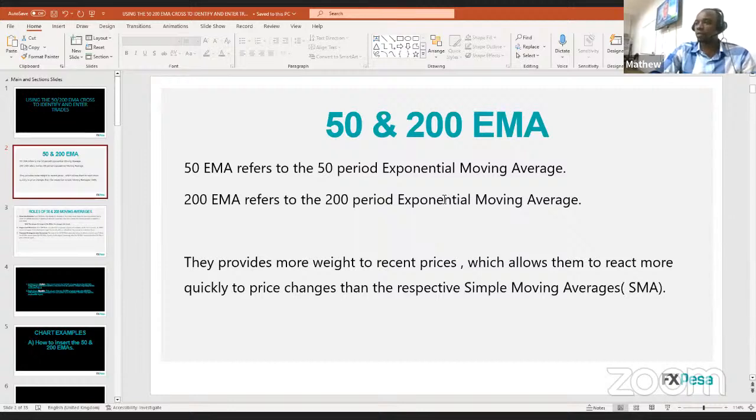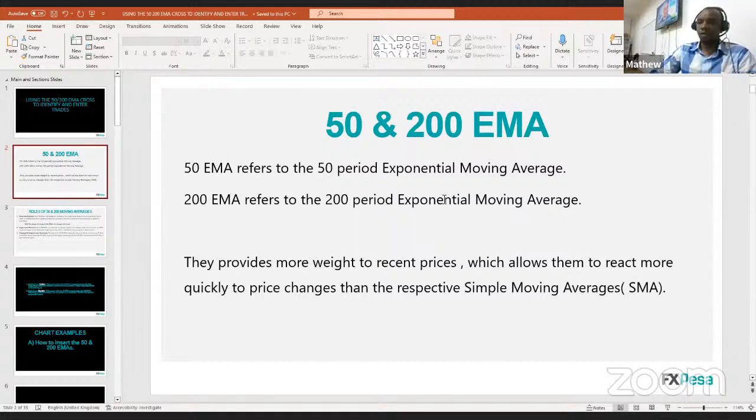They provide more weight to recent prices, which allows them to react more quickly to price changes than the respective simple moving averages, SMA. So basically, EMAs have better signals as compared to the SMAs, and most traders tend to go for the EMAs rather than the SMAs.